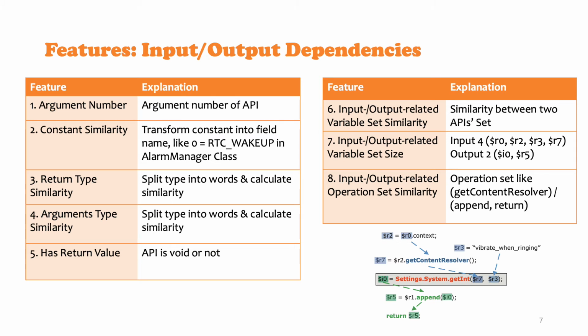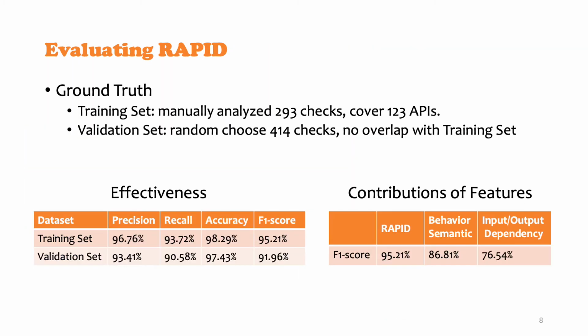The second feature set is the input-output dependencies feature set. This set has 11 features. They are mainly about the similarity of arguments and return values. See the figure below. Input variable set and output variable set are based on data flow analysis. Input is a set of blue variables and output is the green variables. Operation set is similar to variable set. It contains the system API invokes and data flow path.